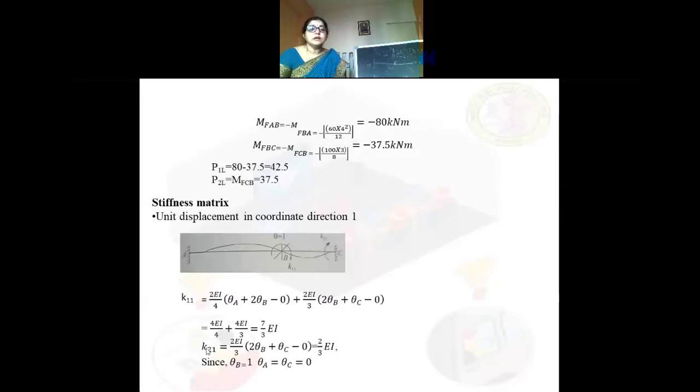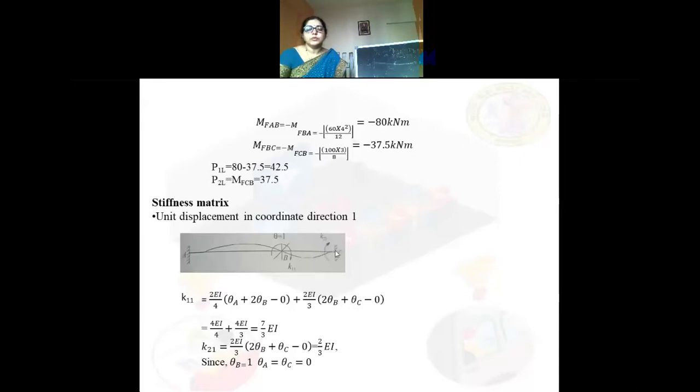Okay. Now, what is the force developed at coordinate 2 due to unit displacement at 1? So at C you have to, coordinate 2 is where? Coordinate 2 is at support C, right? So you have to consider only this point. So what am I going to do? C is connected to span CB, right?